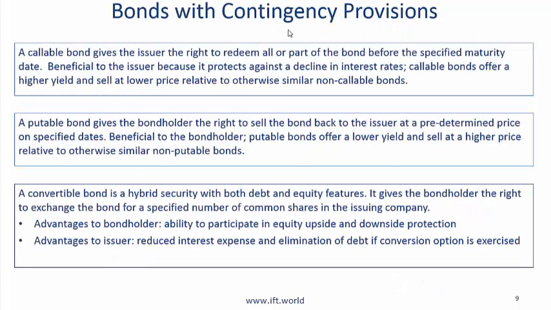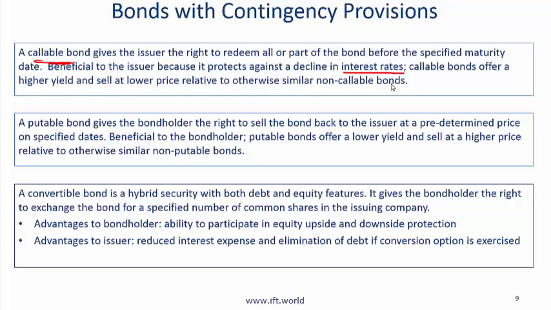Bonds with contingency provisions. There can be several contingency provisions, but the three major ones that you need to be aware of are call provision, the put provision, which will correspond to a puttable bond, and convertible bonds. A callable bond gives the issuer the right to redeem all or part of the bond before the specified maturity date. This is beneficial to the issuer because it protects against a decline in interest rates. Callable bonds offer a higher yield and sell at a lower price relative to otherwise similar non-callable bonds.